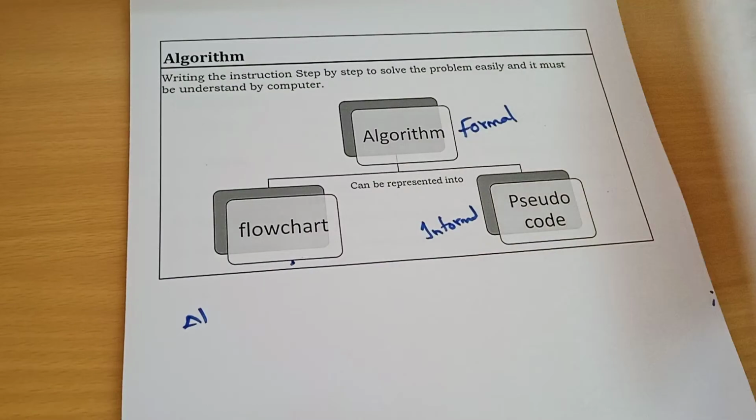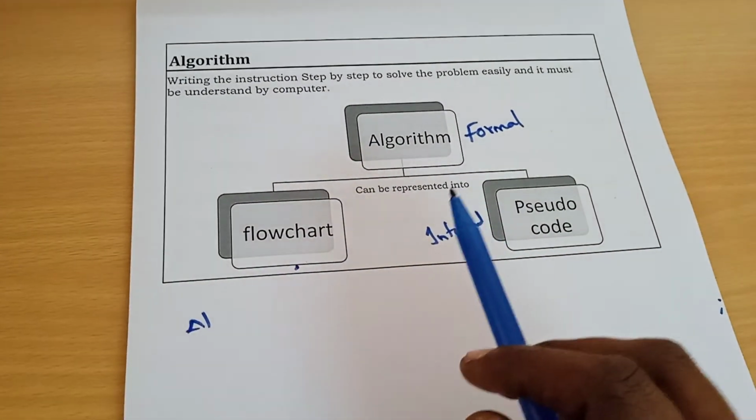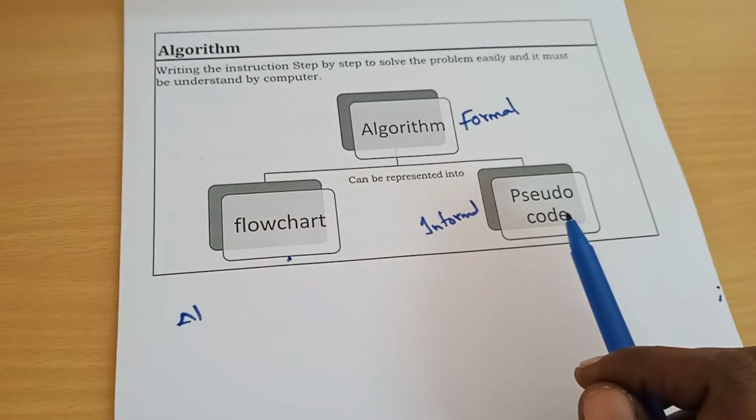Okay, so with this we all got clarity on what an algorithm is, what a flowchart is, and what pseudocode is.